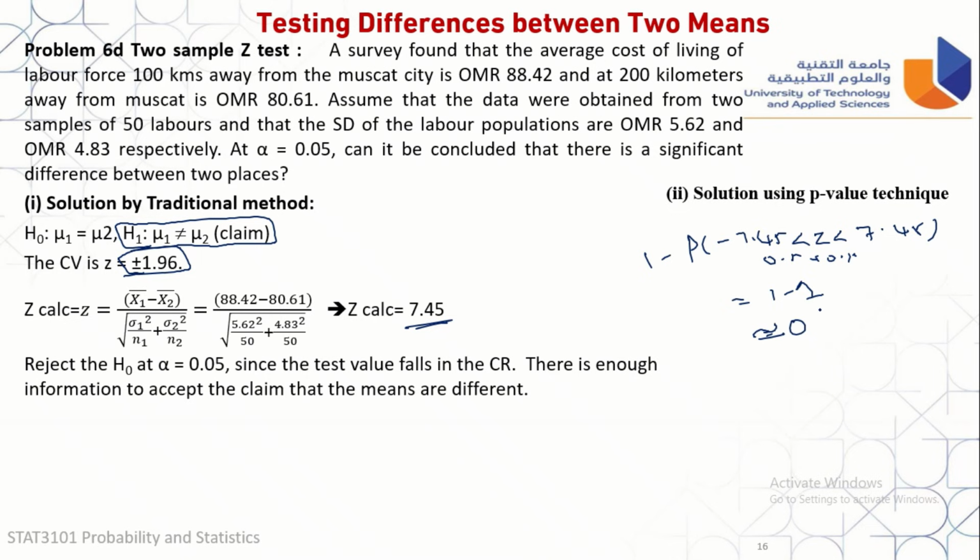What is the meaning? The p value may be 0.000000172, like that it will come. But what is the alpha value? The alpha value is 0.05, 5%. So this value is lesser. What is the meaning?